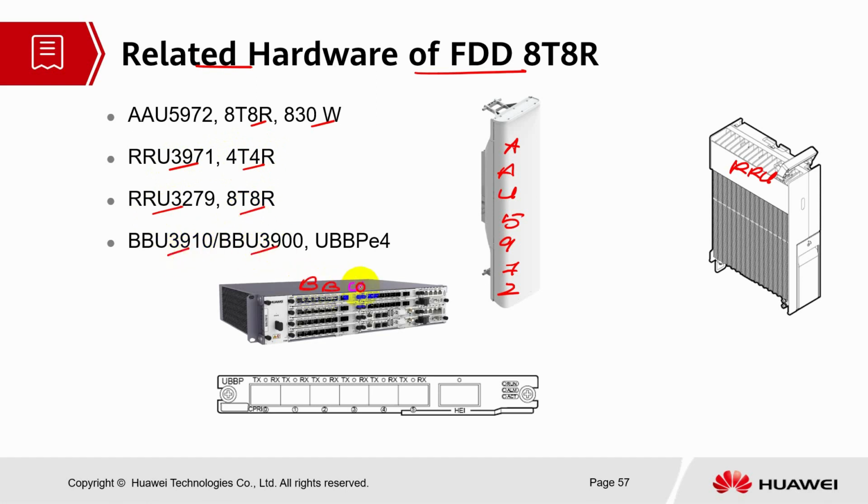So this is the BBU model, and the UBBP that we are using is UBBP E4. So this is the UBBP module. So these are the requirements of the hardware for the FDD solution.